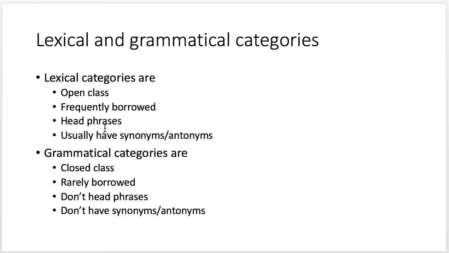So on the other hand, grammatical categories are just the opposite of lexical categories. So grammatical categories are closed class items. That means there is a limited set. So for instance, if we think about the grammatical category of auxiliary verb, we'll be able to come up with a list of all the auxiliary verbs in English. Can, will, should. It's a small set of verbs. Grammatical categories are also rarely borrowed. They do not head phrases, and they don't have synonyms or antonyms.